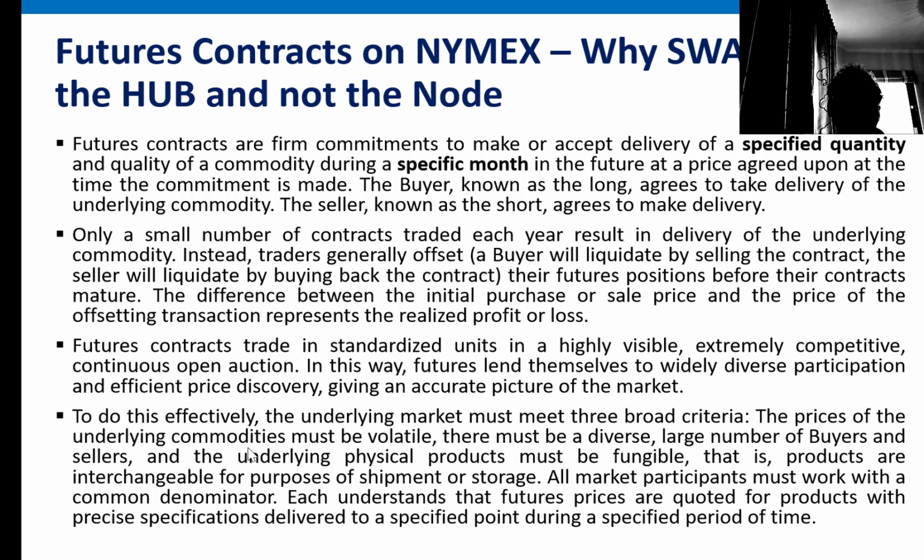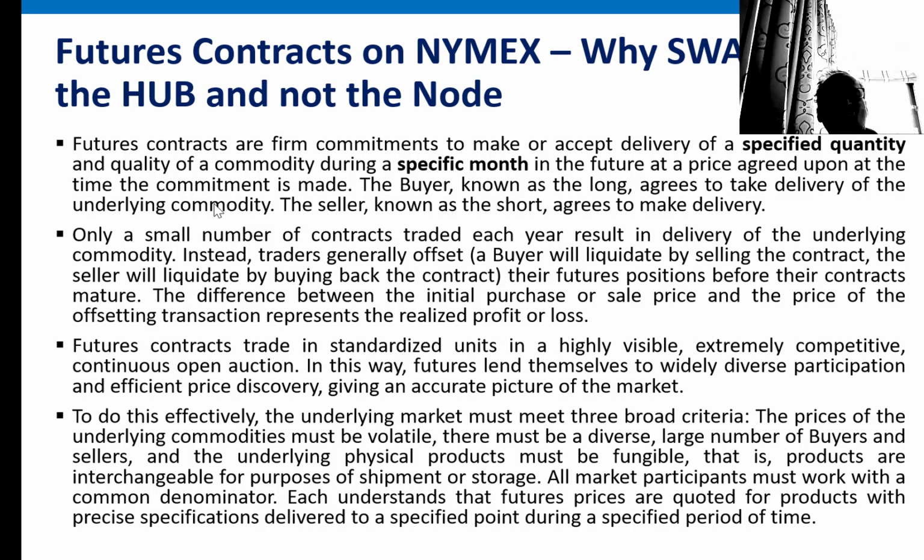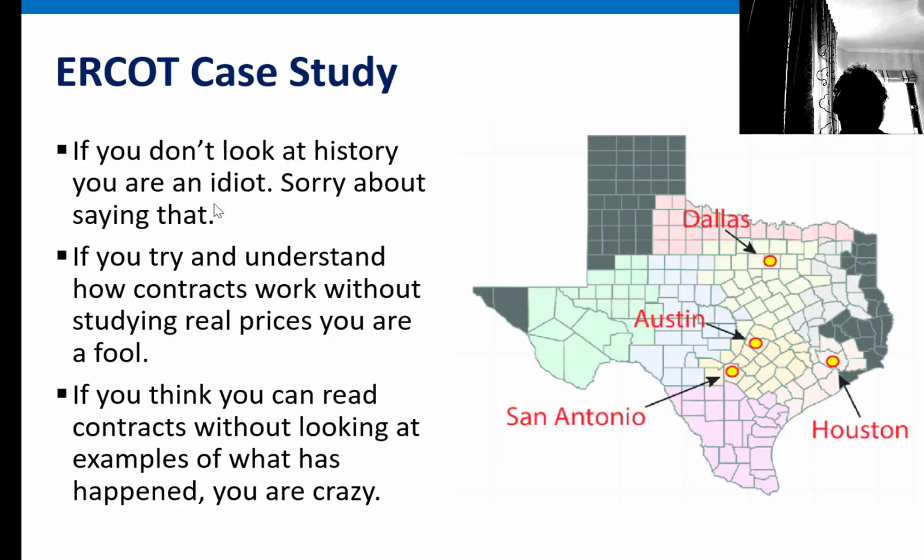And they're made in standardized units, highly visible, extremely competitive auction. And to do this effectively, the prices must be volatile. Okay, yeah, electricity prices are volatile. There must be a large number of buyers and sellers, and they must be fungible and interchangeable. They must work with the same place, and each understands that the products will be changed over time. And basically, the buyer knows you need a liquid place. You can't just take one single little plant in the middle of a big windy place and say that's where we're going to make a market. That's the hub. There has to be a hub where things really get traded.